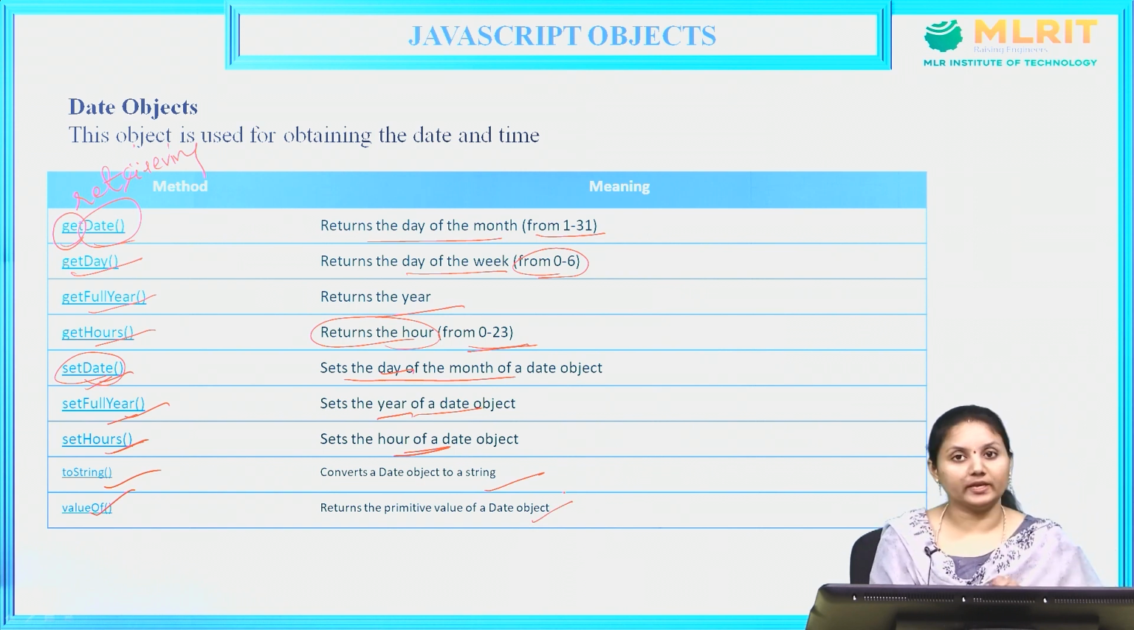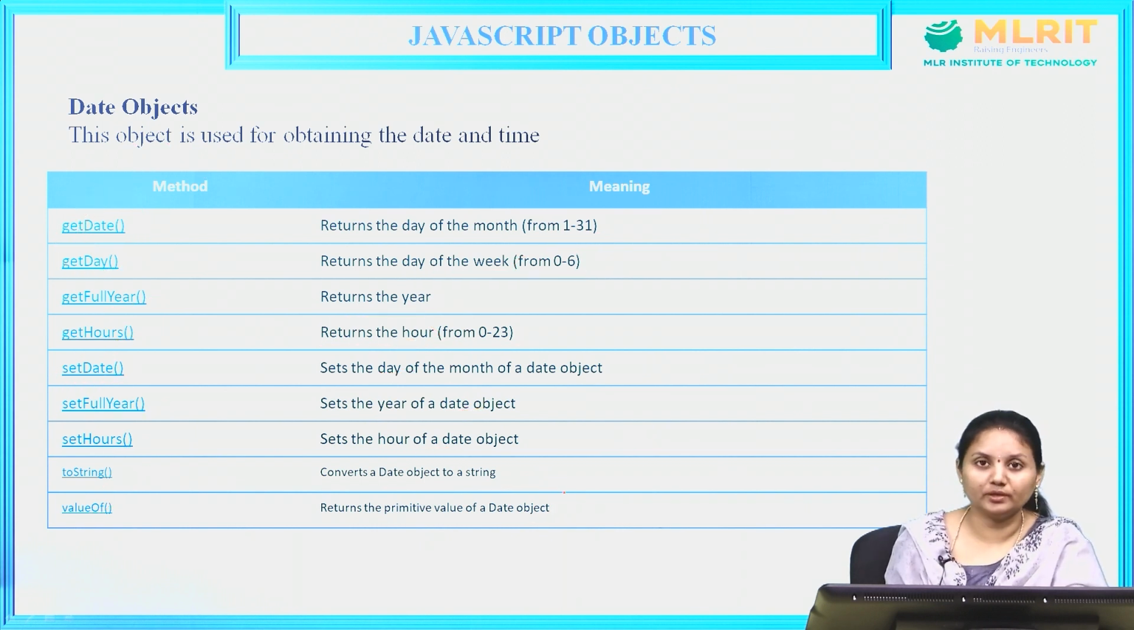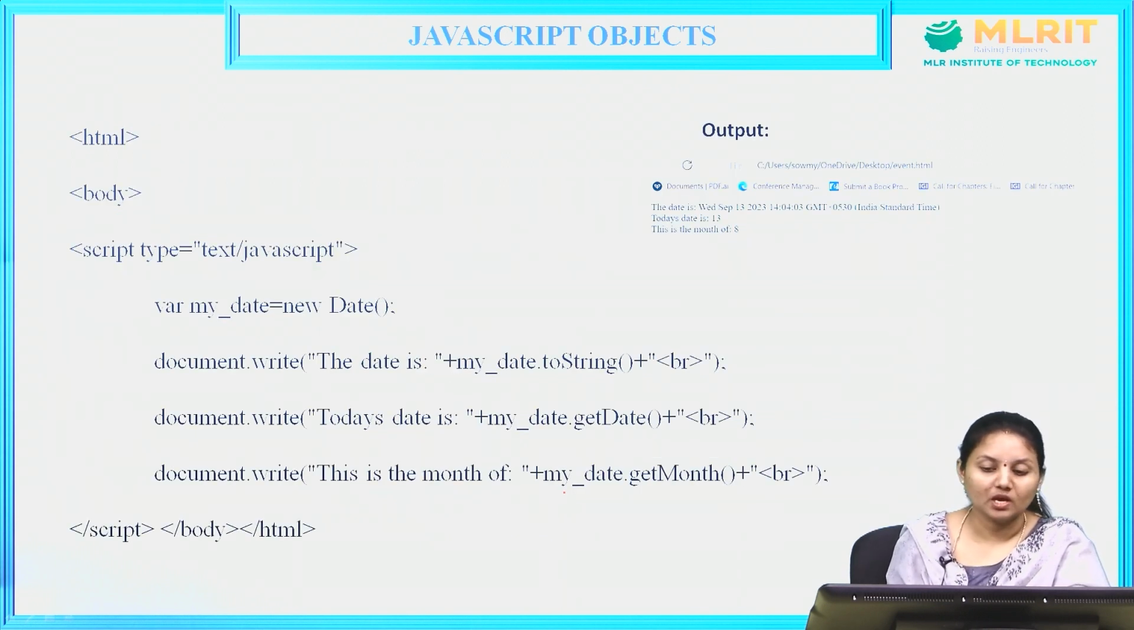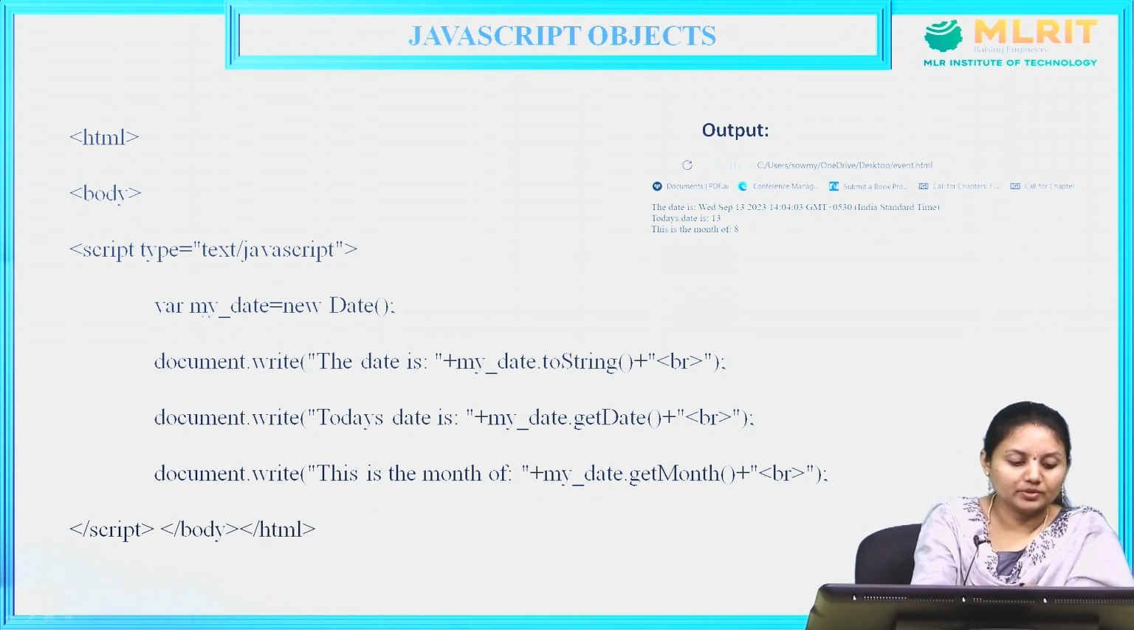Value of a date object returns the primitive value of a date object. So for the date object, you have to give date dot and then these properties. Here is a program which is going to create a variable called my date. This is the date object that you have created, and using this my date we can access its properties.